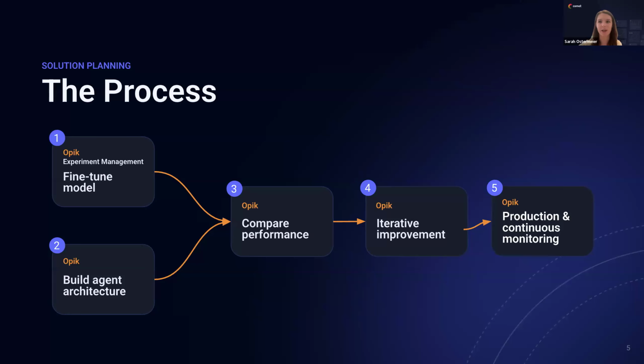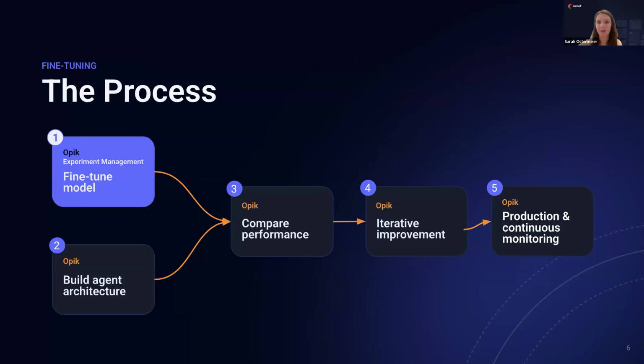So here's what it looks like. This is pretty much similar to the process Gia showed you all. We're going to be doing fine-tuning and building the agent. Those could happen in parallel. We'll compare performance between different versions of this with different base models. We'll do some iterative improvement, and then we're going to go into monitoring it once it's deployed in production, making sure that it doesn't go downhill from there, and making sure that we can improve on it in the future.